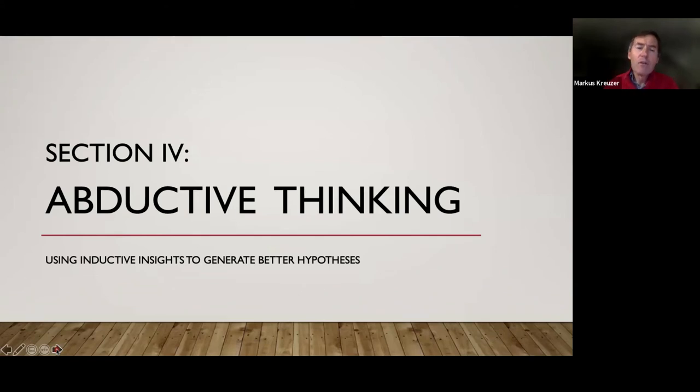And so what comparative historical analysis therefore does is it uses slightly different strategies to make causal inferences than variance-based analysis. And these strategies are sometimes lumped together under this label abductive thinking. I will explain the term a little bit more fully in just a moment.